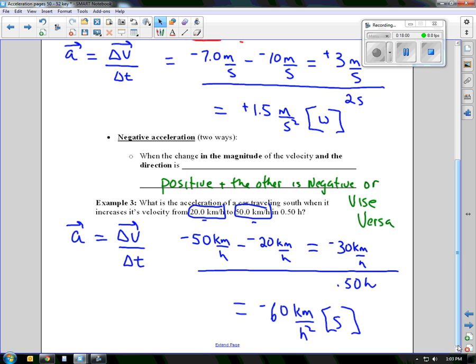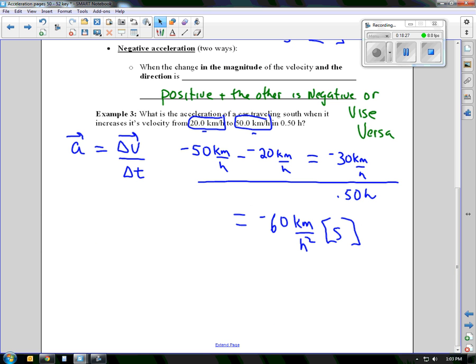That's going to be obviously negative acceleration. So again, it's the delta V that's hard. It's the velocity final, negative 50 kilometers an hour, because this is a negative direction, minus velocity initial, so minus negative 20 kilometers an hour, works out to be negative 30 kilometers an hour divided by 0.5 hours equals negative 0.60 kilometers an hour squared.